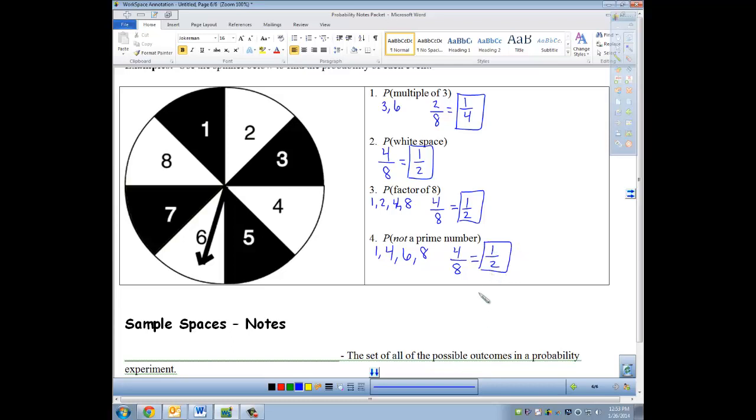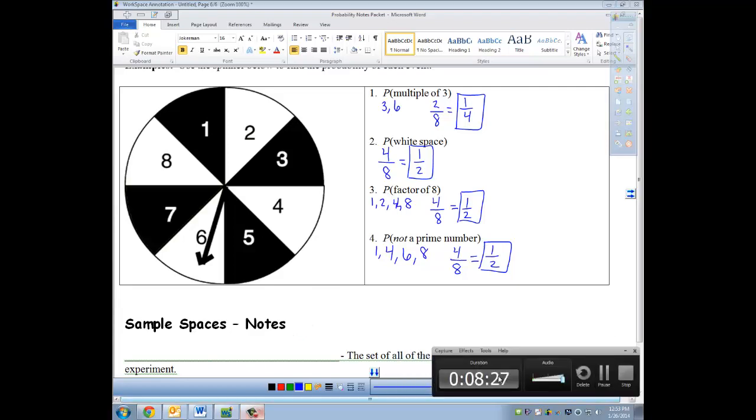So that's it with probabilities. Just make sure you have the number you want on top out of your total on the bottom. The important thing is remembering what a prime number is, what a multiple is, and what a factor is. So if you need to look back over the video, that'd be fine. And that's it.